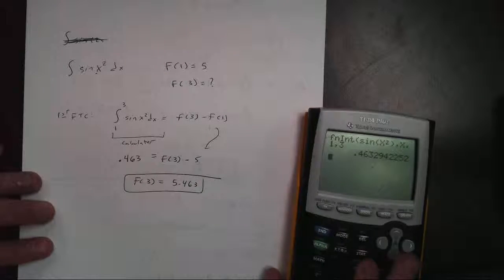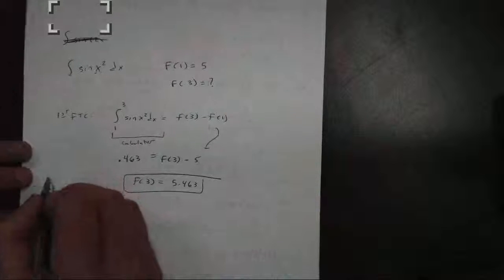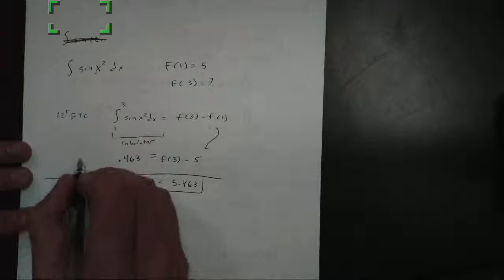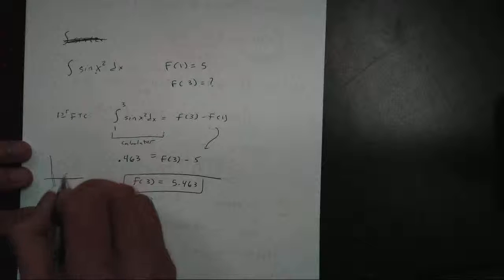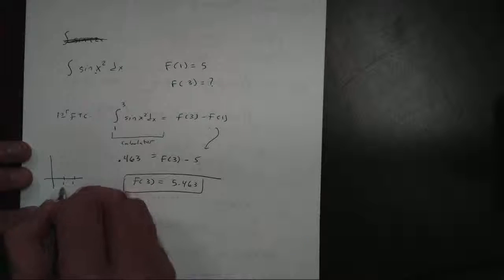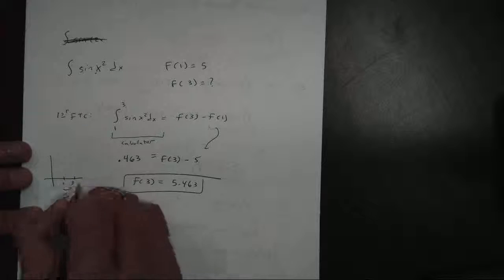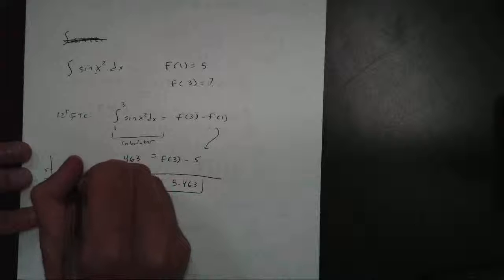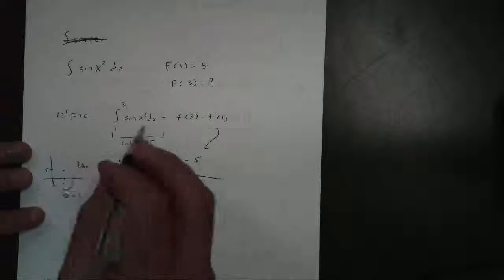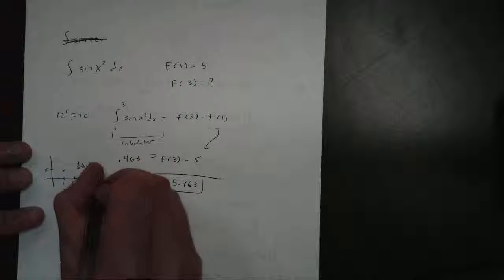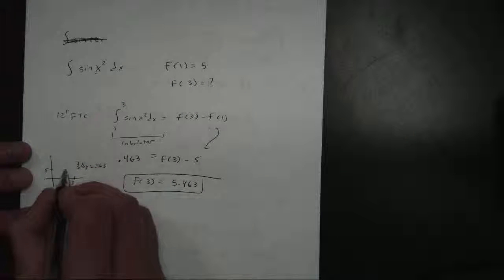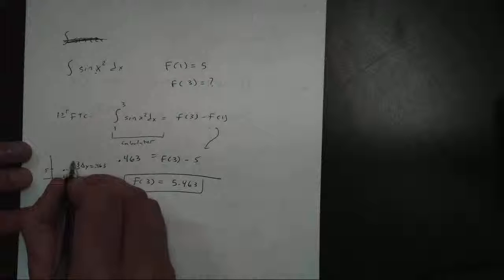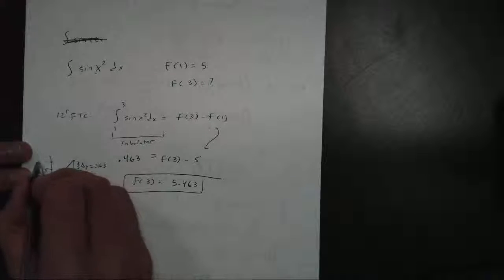So it's telling me how much it's increased by. If you think of it in terms of a function, I don't know what the function looks like, but between 1 and 3, delta x is 2. I'm starting at 5. What I'm looking to find here is my delta y. Well, my delta y is just 0.463. That's how high up I go. And what it's giving me is my new value here, 5.463.